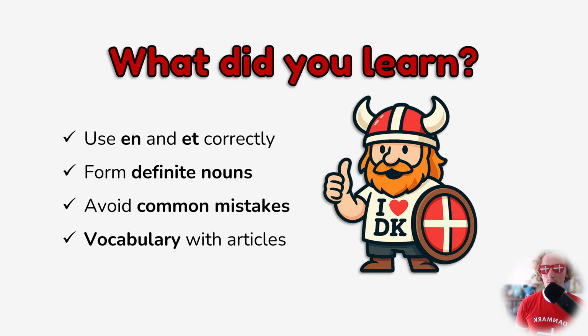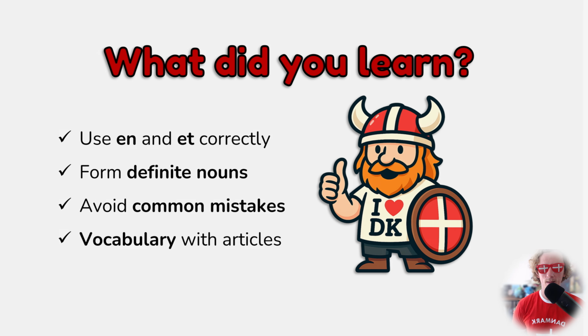Now lastly, let's sum up here. What did we learn in this short lesson? We learned how to use en and et correctly. We learned how to form definite nouns. We also learned a few common mistakes that English speakers make. And lastly, we also learned some new vocabulary.